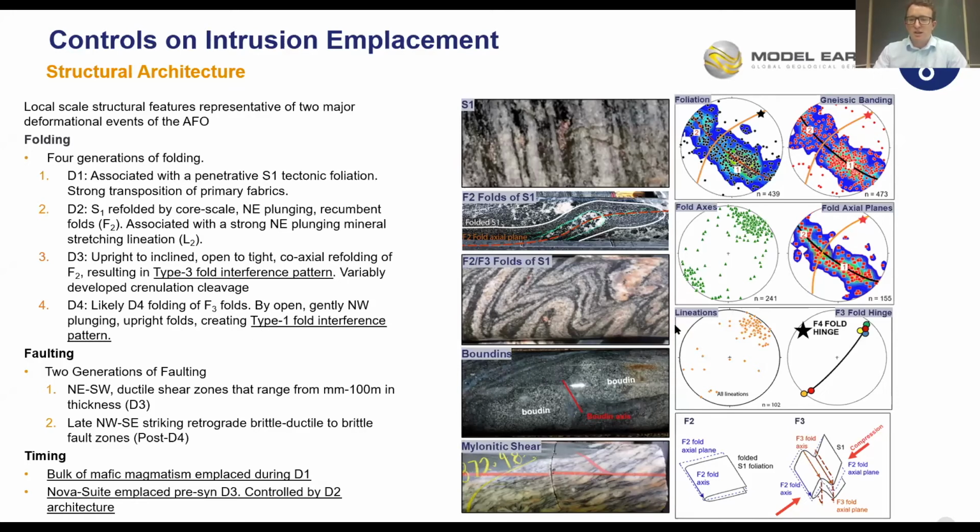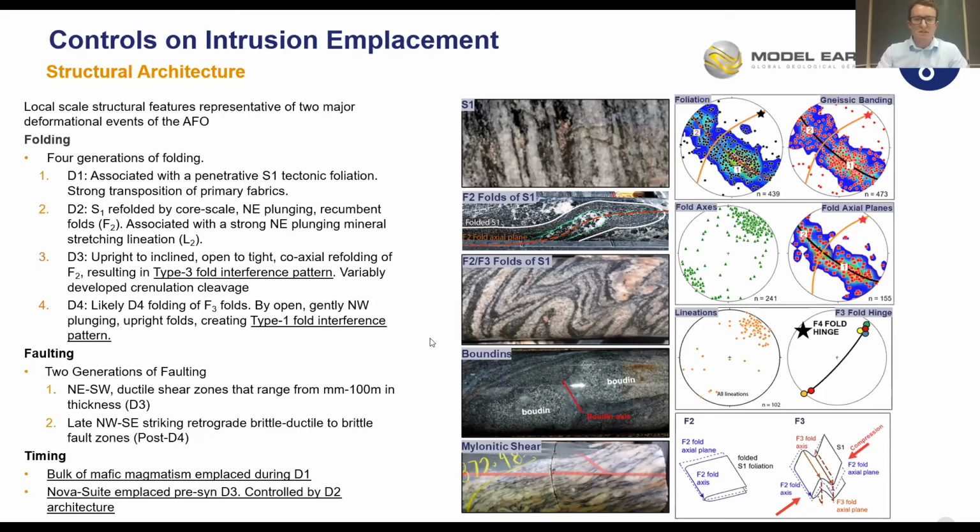And the structural data I have on the right-hand side here, the main takeaway from that is that you can see the foliations, the gneissic banding, and the fold axial planes, all folded around a shallow northeasterly plunging axis. And the fold axial data and the lineations also show that. When you look at the F3 fold hinge data, you can see two different populations, and that can be explained by folding around an F4 fold hinge.